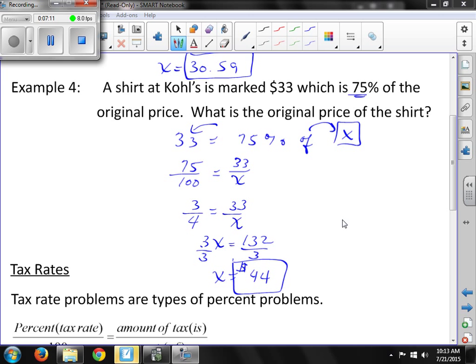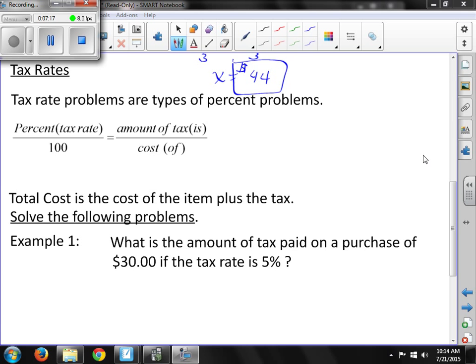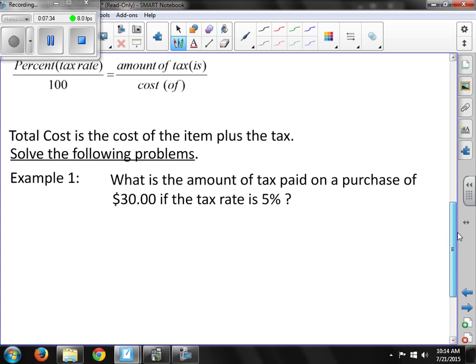So the original price of the shirt was $44. Okay, let's go on with some tax rate problems. Tax rates are types of percent problems. And you remember the formula: the percent, or the tax rate, over 100 is equal to the is over the of. Total cost is the cost of the item plus the tax.